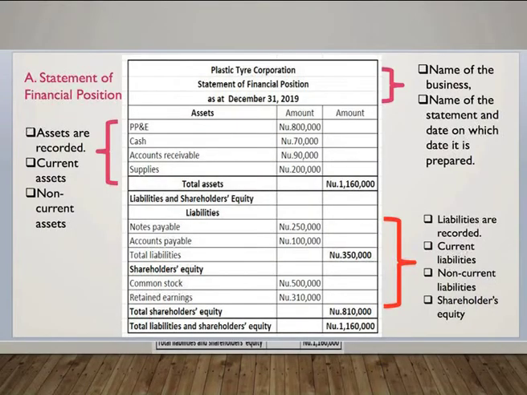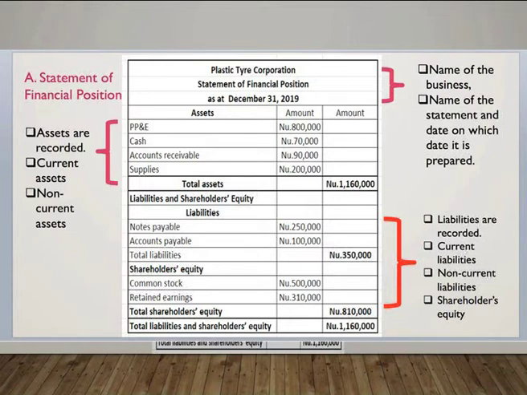This is a sample of statement of financial position. The top part, Plastic Tire Corporation, is the name of the company. Statement of financial position is the name of the statement given, and as at 31st December 2019 is the date on which this statement of financial position is prepared. Previously, we used to call this balance sheet. However, as per the BAS or International Financial Reporting Standard, we name it statement of financial position.